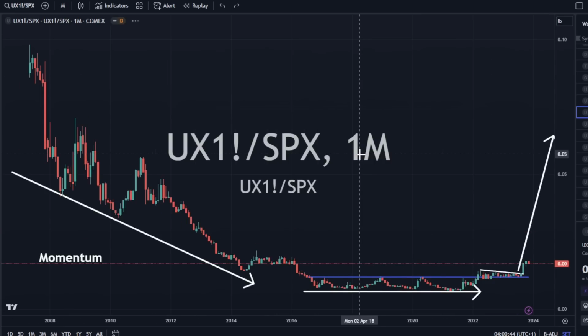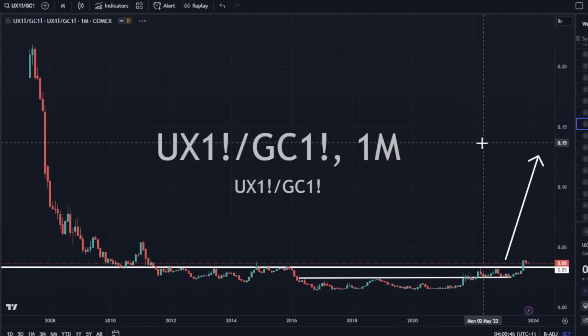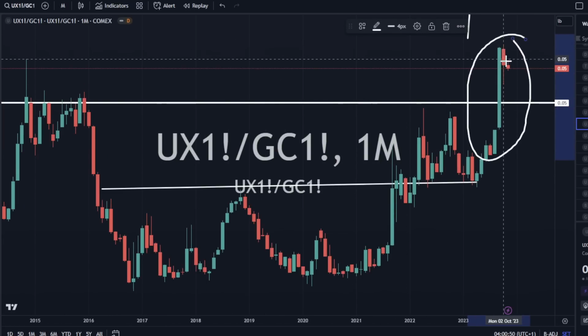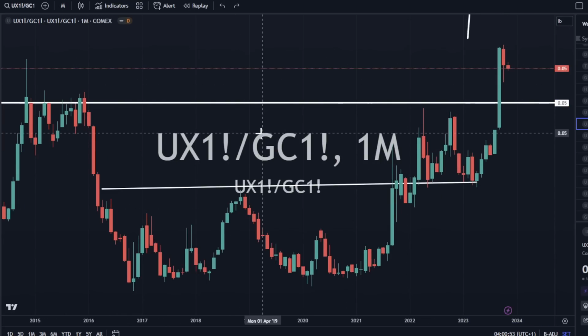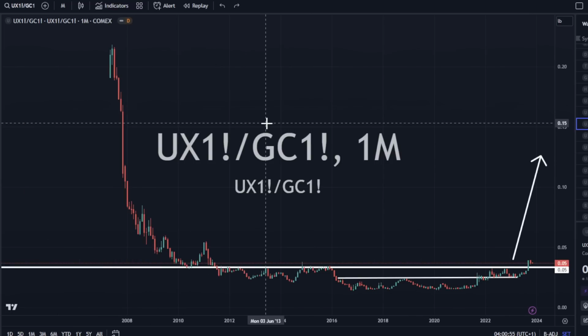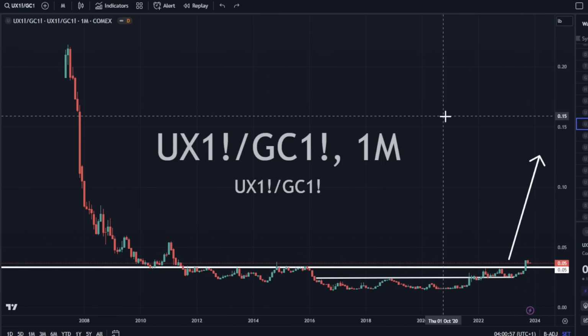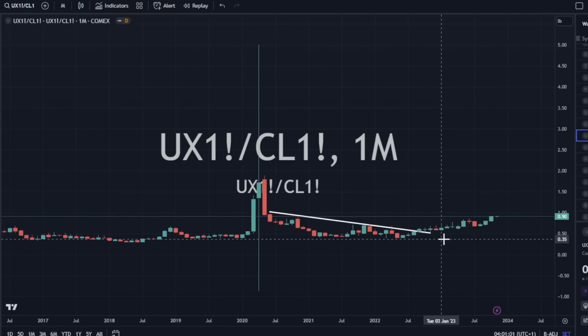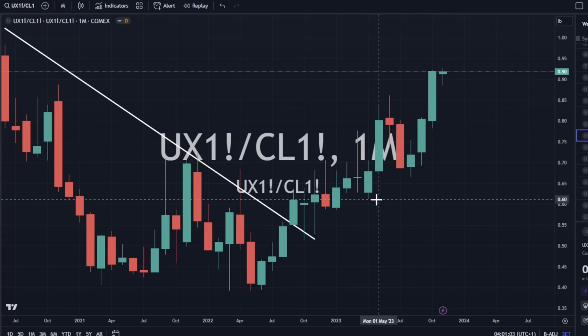Massive breakout there. Uranium versus gold. We're seeing an outperformance of that. To me, this looks like just a little pullback, and then my guess is another gigantic outperformance of uranium. Uranium versus crude oil. That's been outperforming here recently. It's been moving on up.